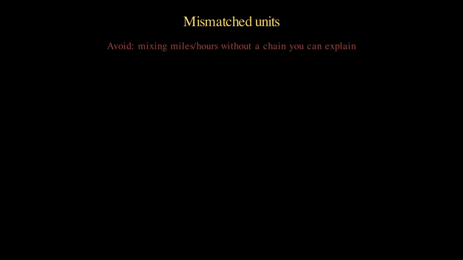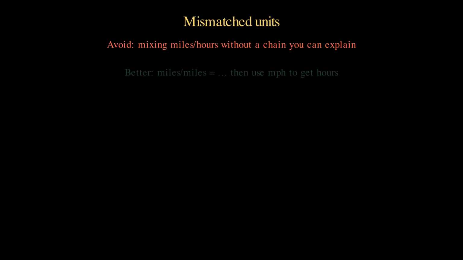Common mistake, building a proportion with mismatched units. If miles show up on top in one fraction and hours on top in another with no clear story, your setup is wrong before you calculate. Keep columns consistent, miles with miles, or walk one chain. Map distance to real miles, then to time using speed.